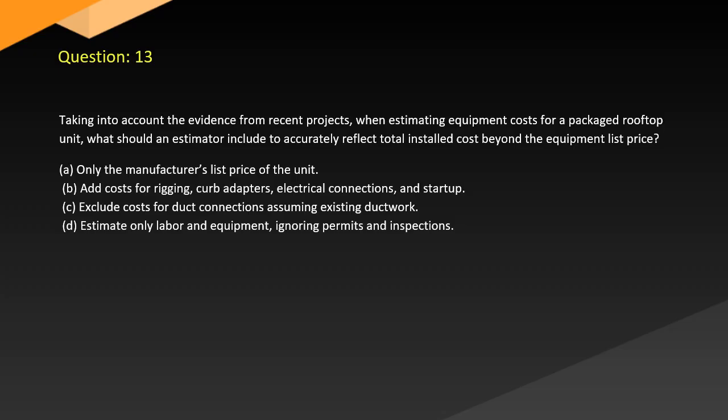Question 13. Taking into account the evidence from recent projects when estimating equipment costs for a packaged rooftop unit, what should an estimator include to accurately reflect total installed cost beyond the equipment list price? A. Only the manufacturer's list price of the unit. B. Add costs for rigging, curb adapters, electrical connections, and startup. C. Exclude costs for duct connections assuming existing ductwork. D. Estimate only labor and equipment, ignoring permits and inspections.